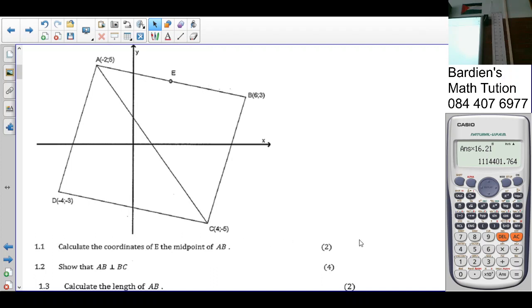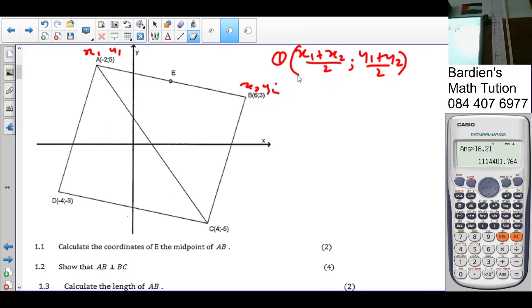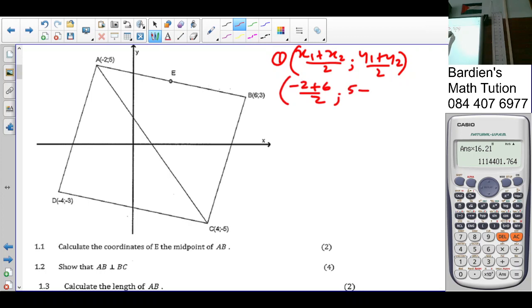Right, first question. Calculate the coordinates of E, the midpoint of AB. So, the midpoint formula is (x1 plus x2) over 2, (y1 plus y2) over 2. Okay. So if I make this x1, that must be y1, x2, y2. You all agree with that? So that's going to give us negative 2 plus 6 over 2 and 5 plus 3 over 2.